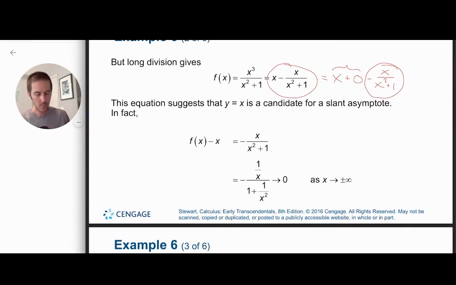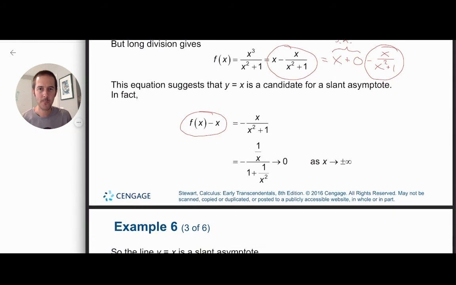And with this being the proposed slant asymptote, here, farther down, we're finding the difference between those two y values, f of x minus x. That arithmetic has been done for us, right? Because we know what f of x is, so that's been substituted into here. And then our proposed slant asymptote is that x value. We do the arithmetic, we end up with this fraction.